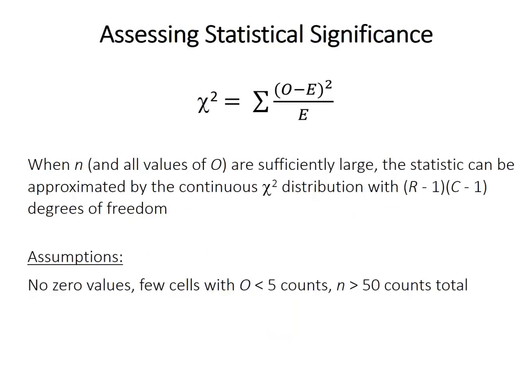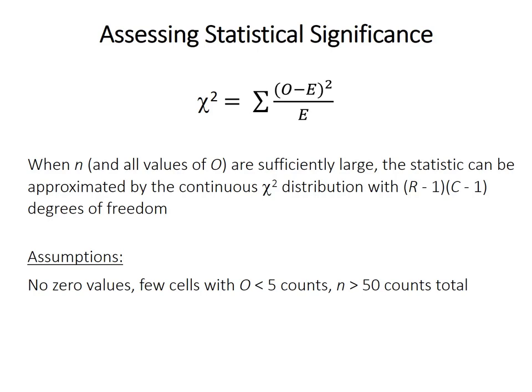But we want to know whether that chi-squared value is statistically significant or not. When the overall number is large, that's n, and when all observed counts O are also sufficiently big, the test statistic can be approximated by the continuous chi-squared distribution. We have discrete data, but the chi-squared distribution is a continuous distribution, so it's an approximation here. The degrees of freedom for that distribution are the number of rows minus 1 multiplied by the number of columns minus 1, R minus 1 times C minus 1.